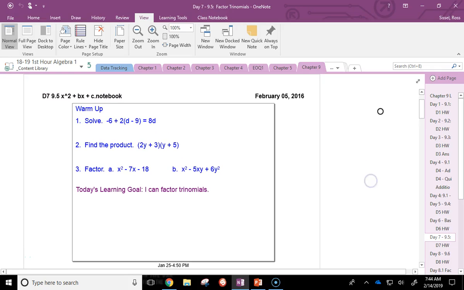Alright, so today we are on lesson 9.5. Today we are going to be factoring trinomials. Okay? This is going to be a little bit of review from yesterday. We're just going to take it to the next step. So, if we go ahead and look at our warm-up.